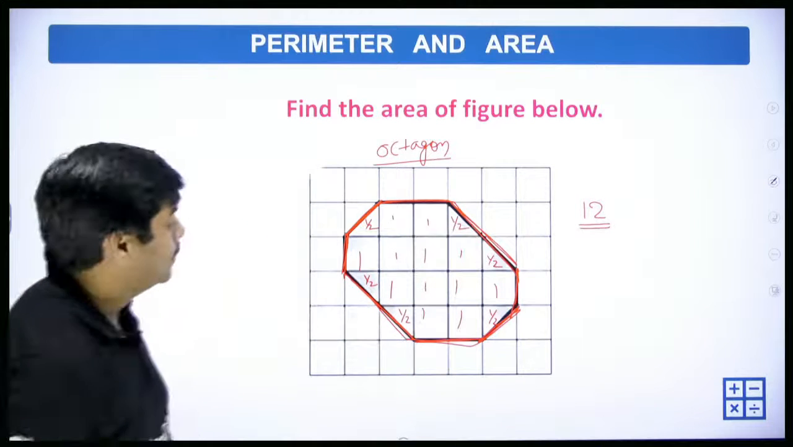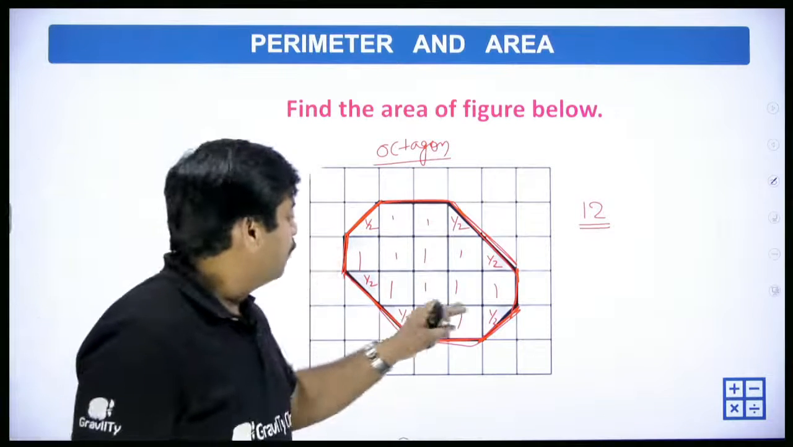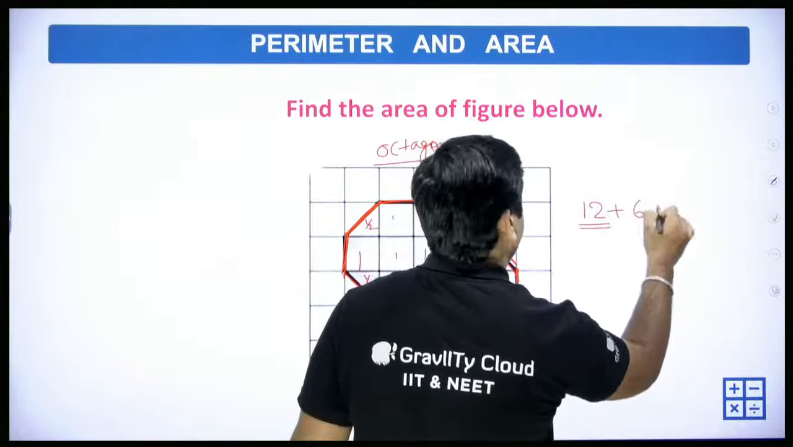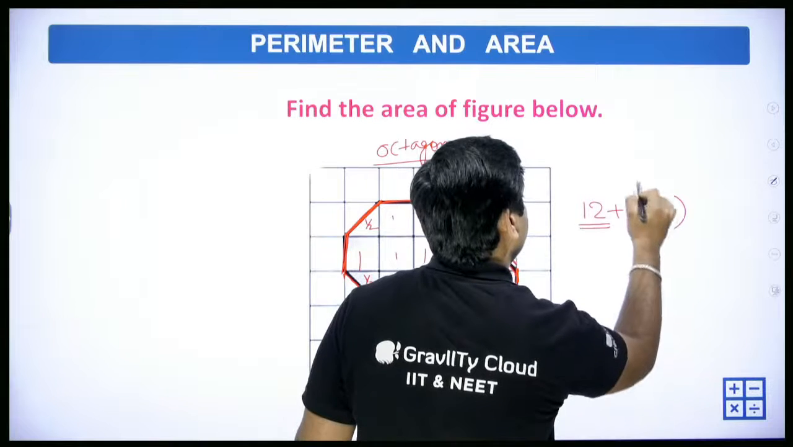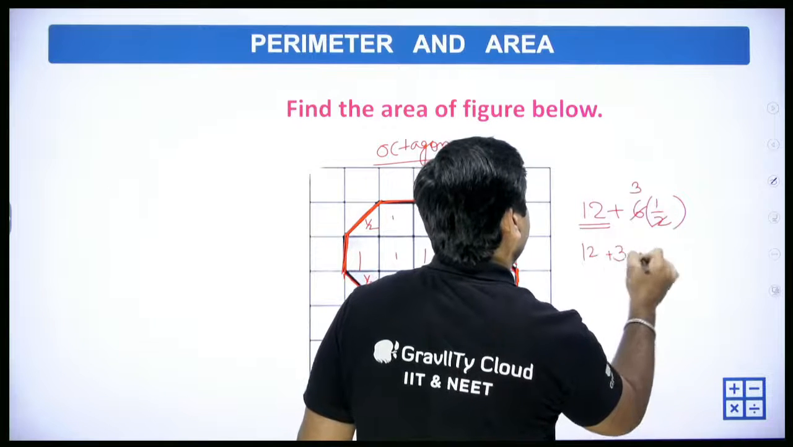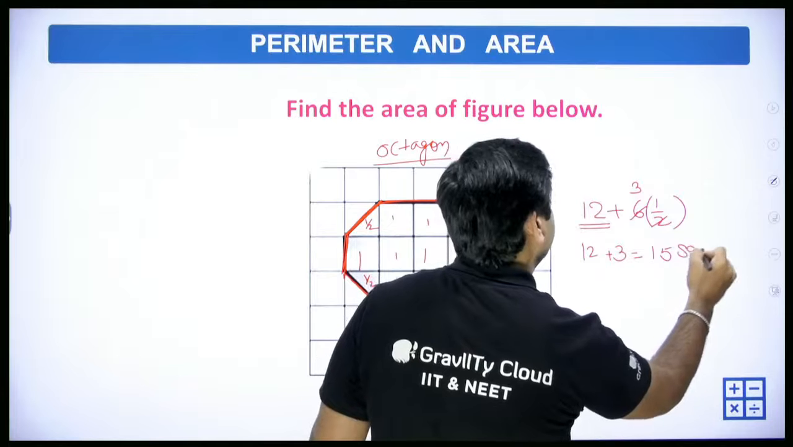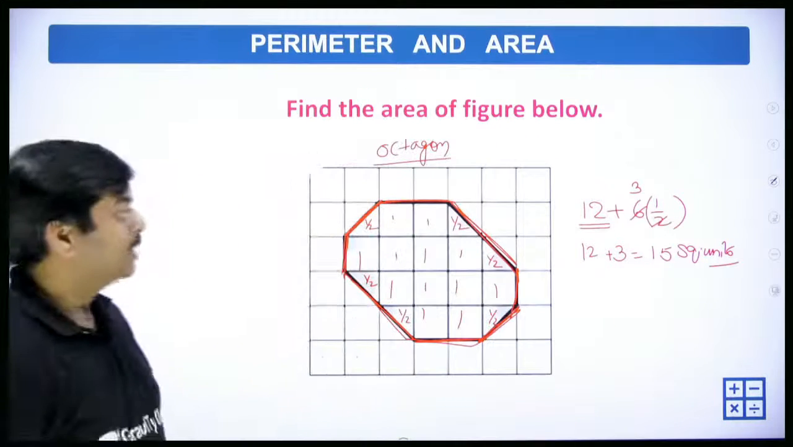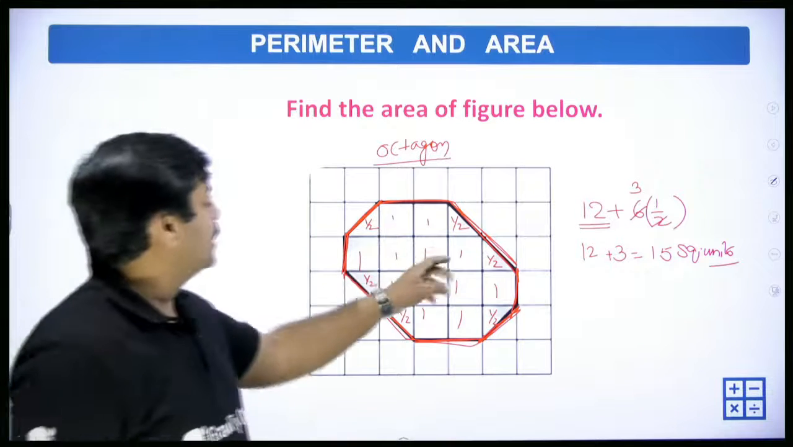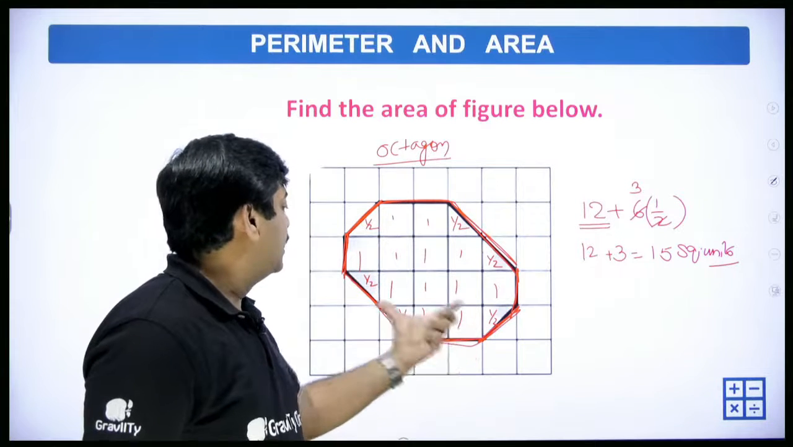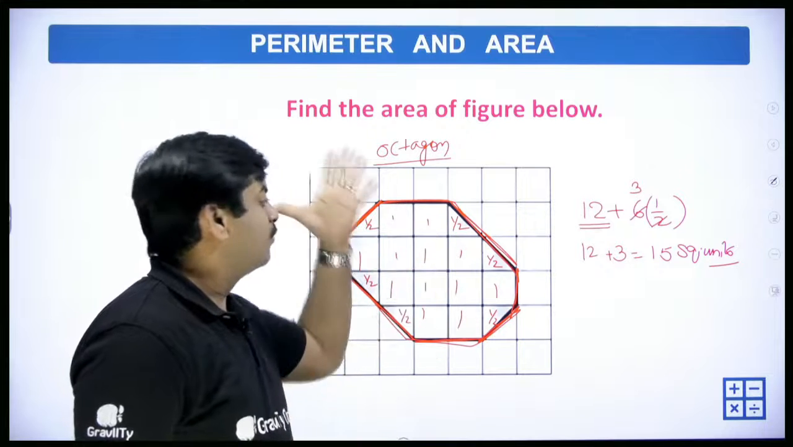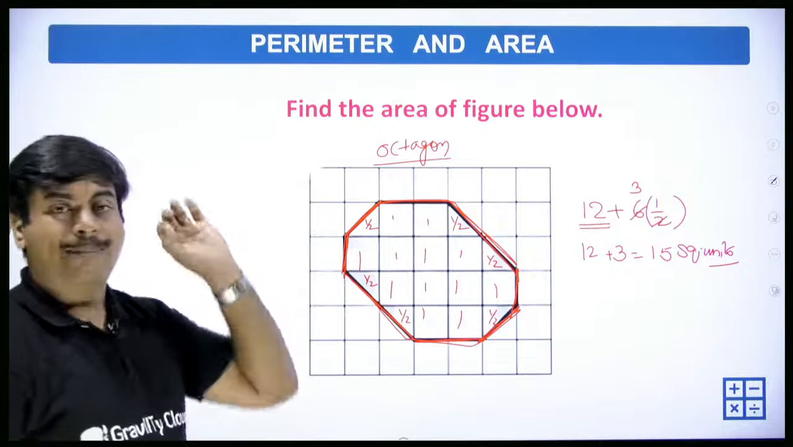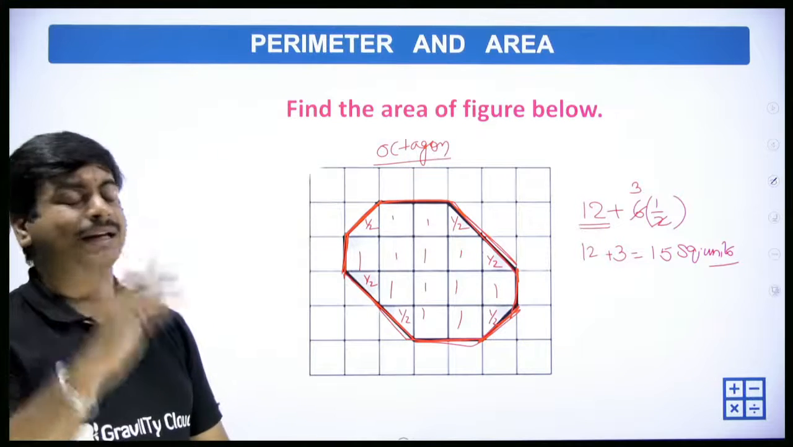So how many 1 by 2s? 1 2 3 4 5 6. So that becomes 12 plus 6 times 1 by 2. So 12 plus 3 will give you 15 square units. Once again, let me check that: 1 2 3 4 5 6 7 8 9 10 11 12 13 14 and 15, right? 15 square units is the area of the given figure. All these are approximately correct, not exact.